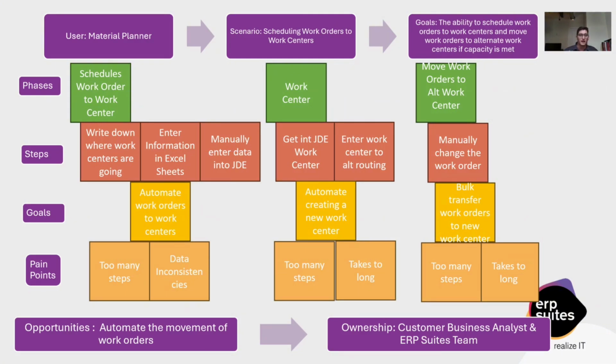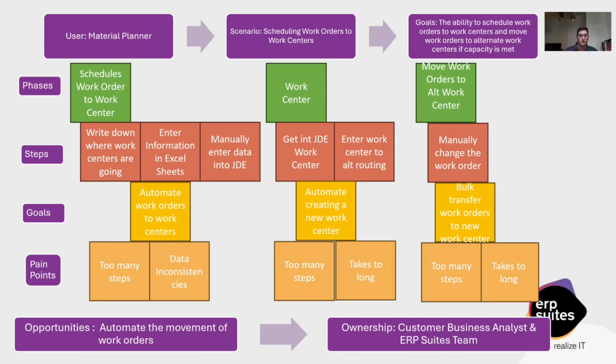From there, you want to move down into the goals. So what's the goal? What are we trying to accomplish when mapping out this current process? You know, the first goal is to automate the work orders to specific work centers, right? The second one would be automate creating a new work center for new work orders. And the last one is the bulk transfer of work orders to the new work center if a work center is at capacity. So you start with phases, steps, goals, and then you move into pain points.